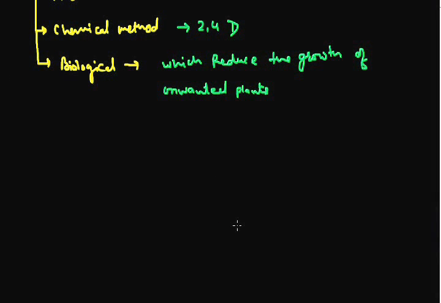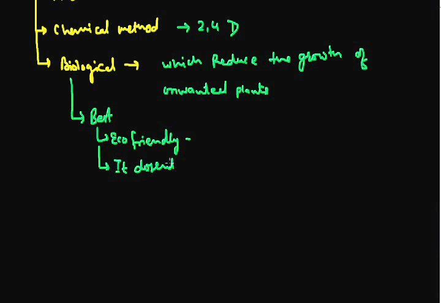Which is the best method for controlling weeds in the agriculture field? The biological method is the best method because it is an eco-friendly method. It does not cause any pollution in nature or in the agriculture field. So this is the best method.